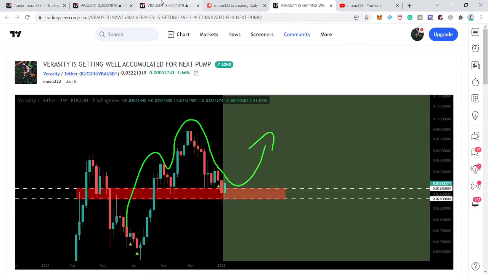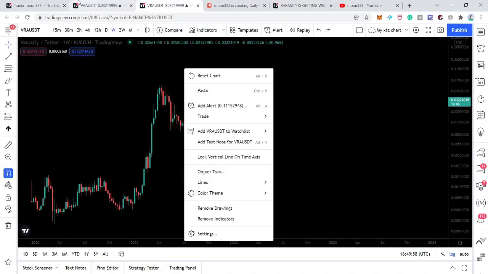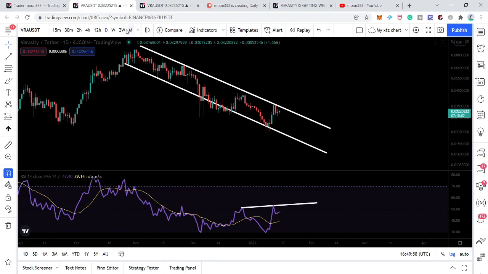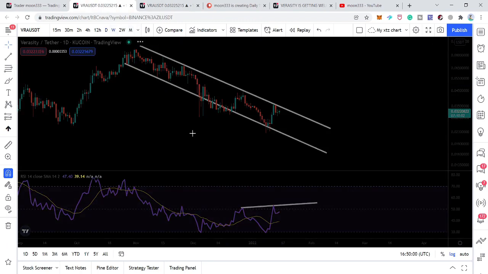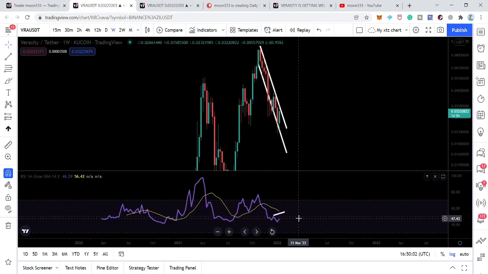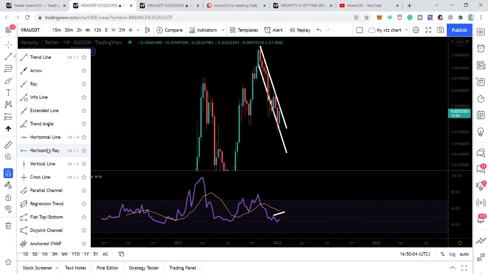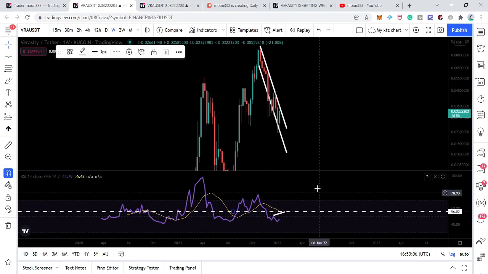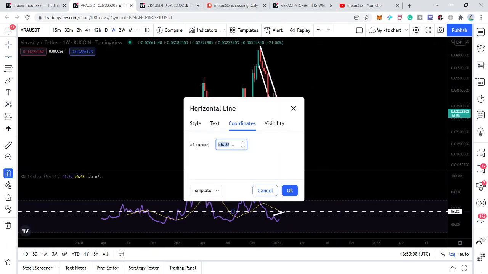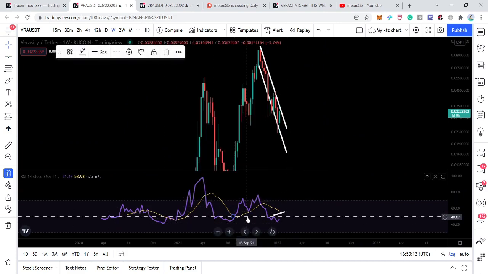And as in my previous video, I was telling you that the real move of Verasity most of the time starts after the RSI moves above the 50 value on the weekly time frame. For example, if I place this trend line here at the 50 value, I'm just going to set the value of RSI on this chart at 50. You can see that the value of this line is 50.